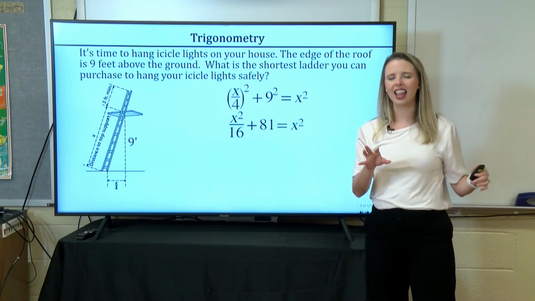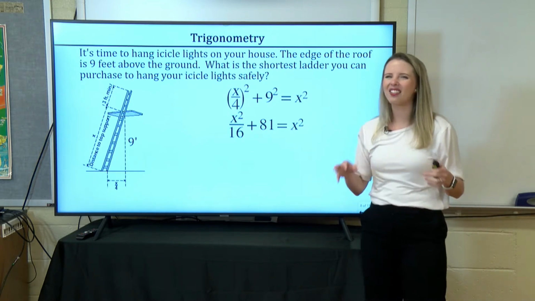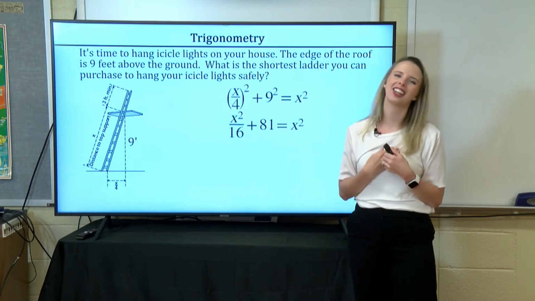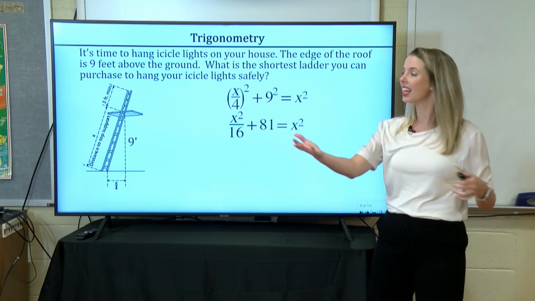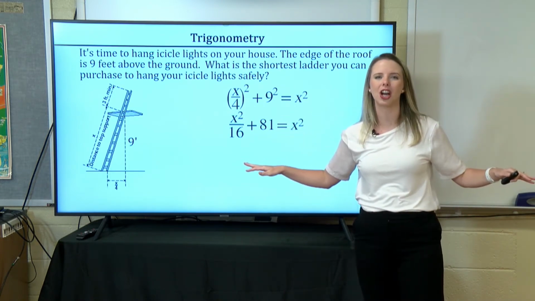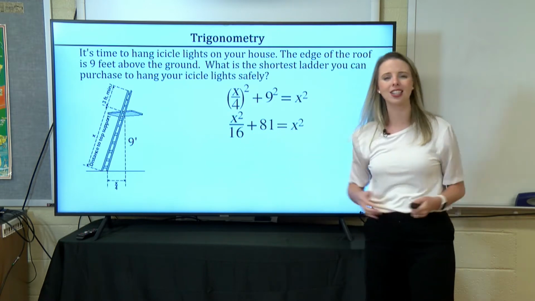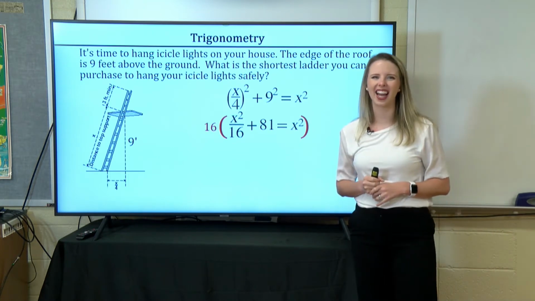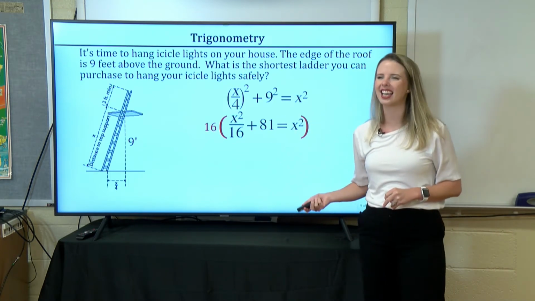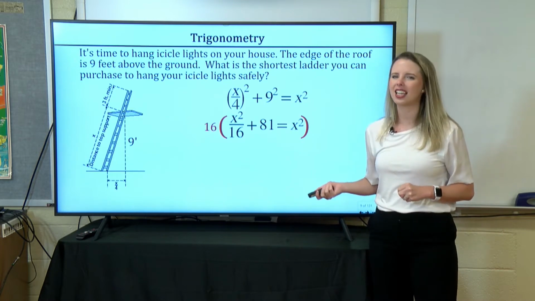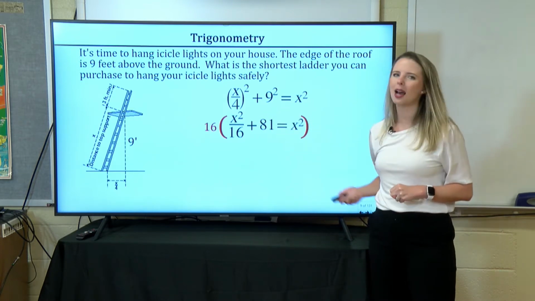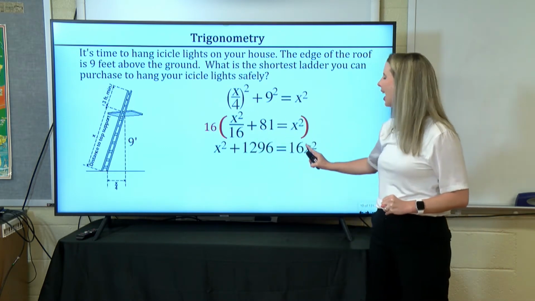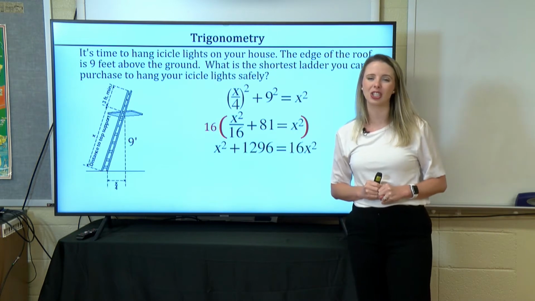Now, if you're anything like my students, I bet you're like, oh my gosh, it's a fraction. I hate fractions. I love fractions, but I know that y'all don't like them. So let's get rid of the fraction and make your job easier and more enjoyable. How are we going to do that? Multiply the entire equation by 16, right? When we distribute that 16 in, 16 times x squared over 16 is going to turn into x squared. 16 times 81 is going to turn into 1,296. And 16 times x squared is going to turn into 16x squared.